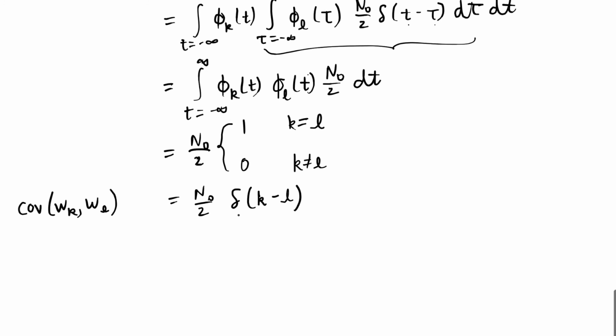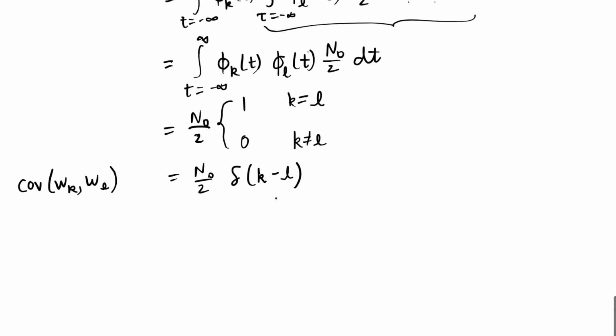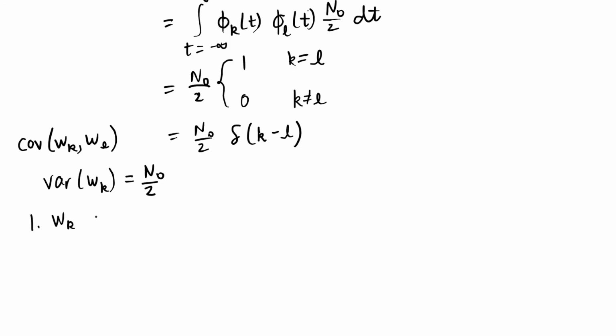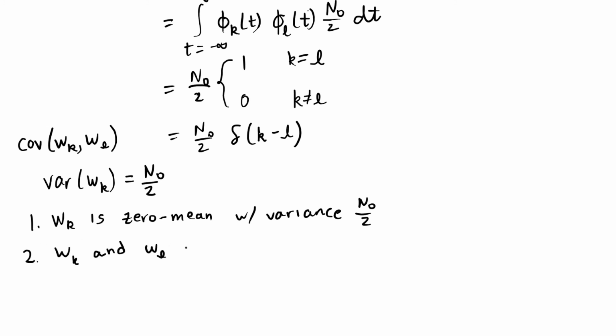So it's saying that the covariance of two of them is 0 unless k is equal to l, in which case I have a variance term. So the variance of w_k is equal to N_0 over 2. It's the same as the power spectral density of noise. This is really two things. One, that w_k is 0 mean with variance N_0 over 2. And two, w_k and w_l are uncorrelated, and because they're also Gaussian, that means they're independent.